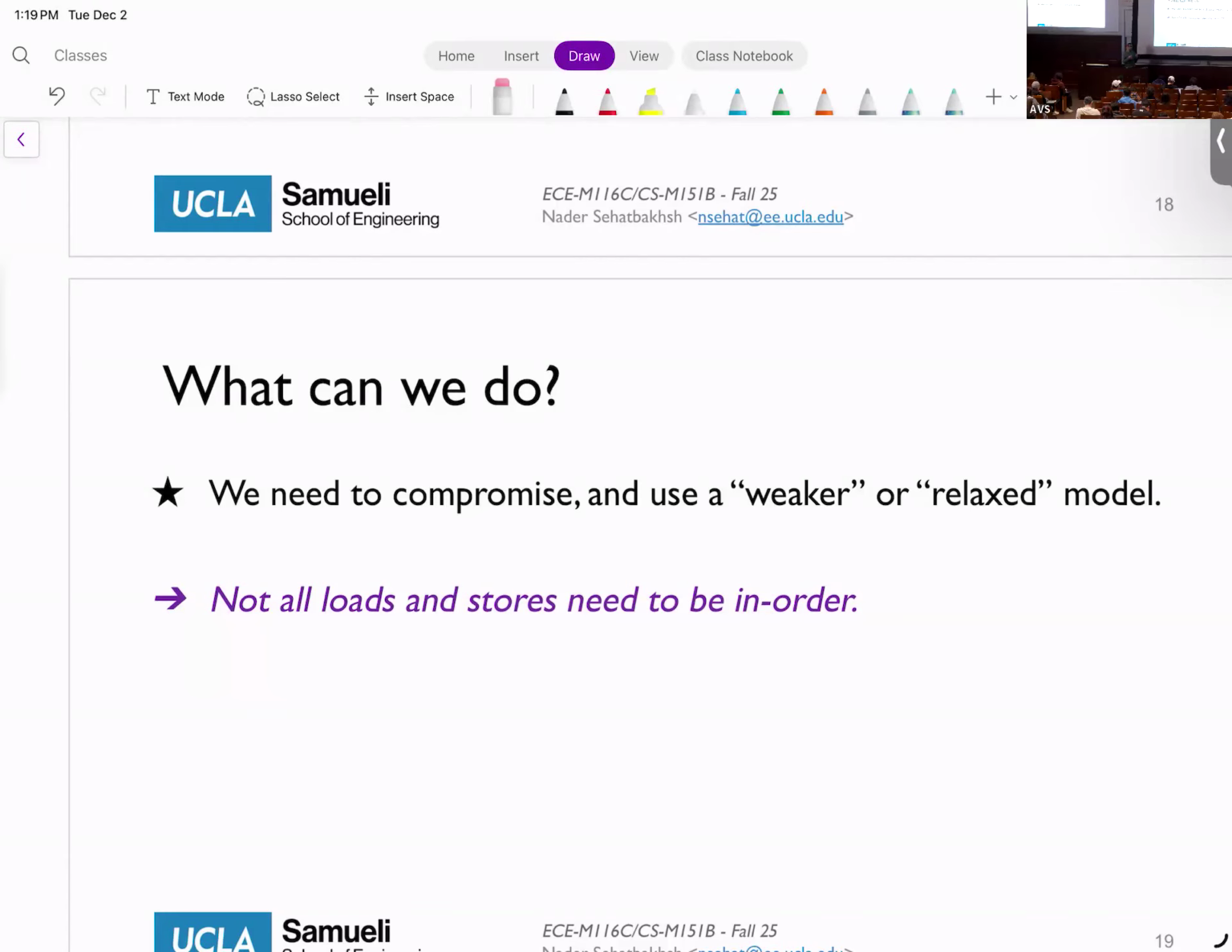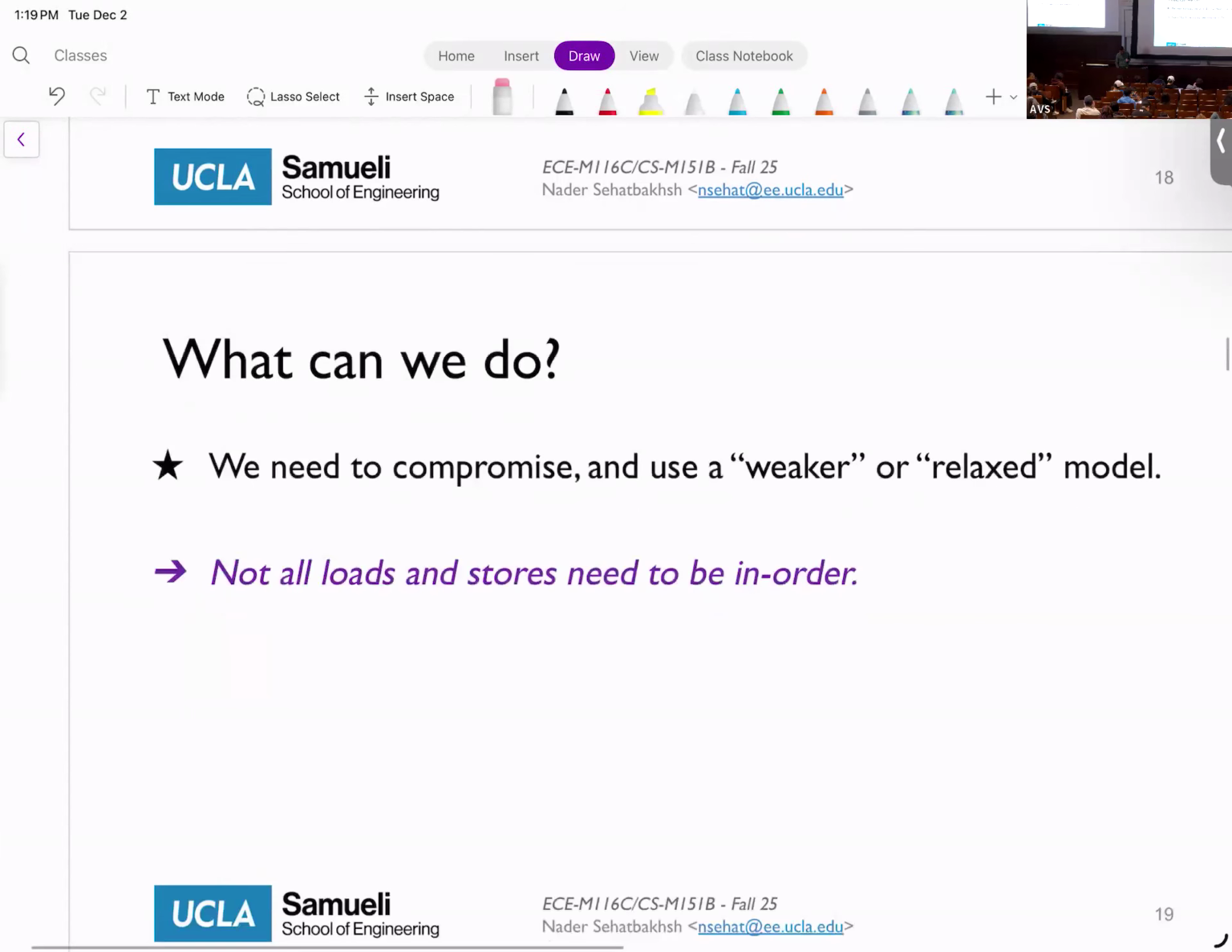Which one can be reordered? We don't know. You have to go specifically and read about the details of that memory model. For ARM, it's slightly different than x86. It's slightly different than RISC-V. Okay, so just keep that in mind.